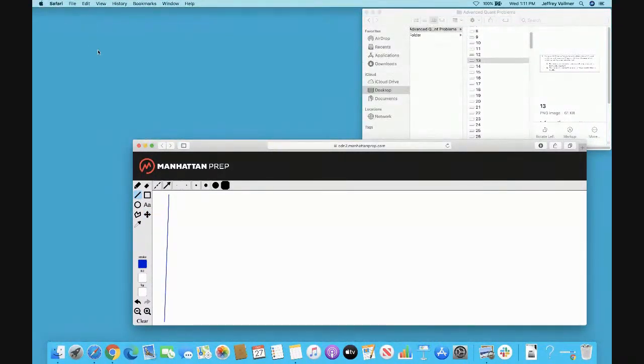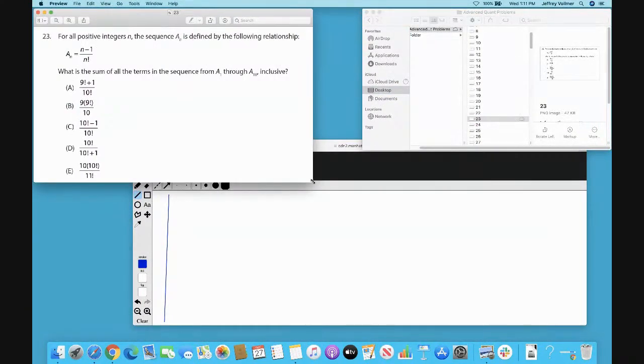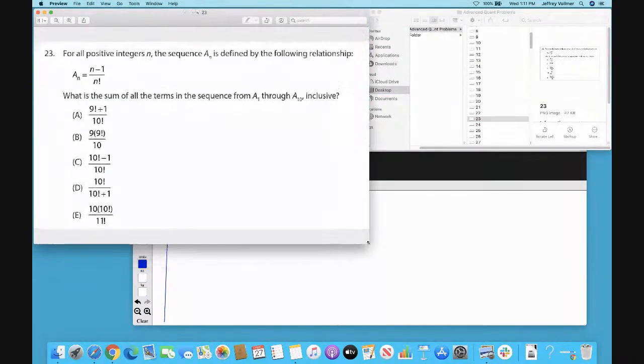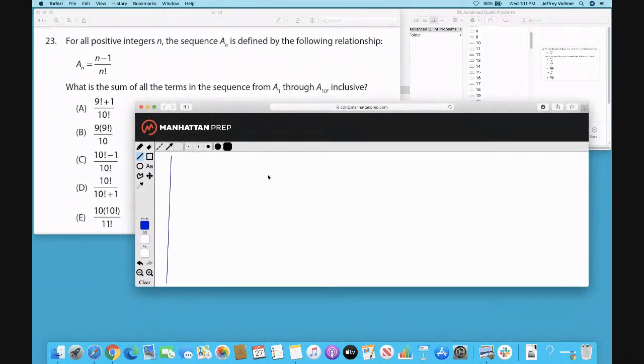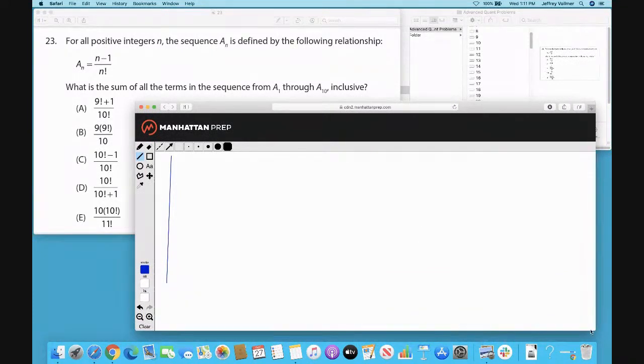All right, next question. Question 23. This is going to be fast and furious. Yikes. All right, this one looks ugly already. Hopefully we can see this. For all the positive integers n, sequence A is defined by... Okay, what's the sum of sequence terms 1 through 10? 1 to 10. All right. Oh, I need to make that bigger.